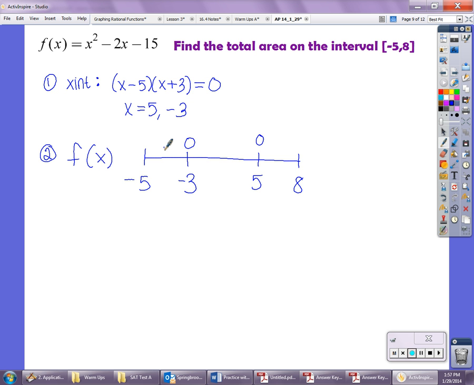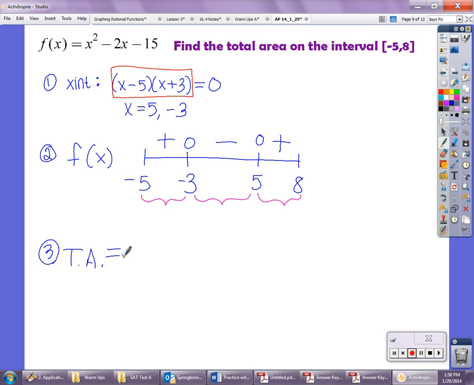Picking -4, it would be positive here, negative here, positive here. And I did that by using this function, the simplified version of the function. And then the last piece I said was, now you're going to write your integral. So this is the piece that you really want to be careful of. So this is one integral. This is two integrals. This is three integrals. So this total area takes a total of 3 integrals.